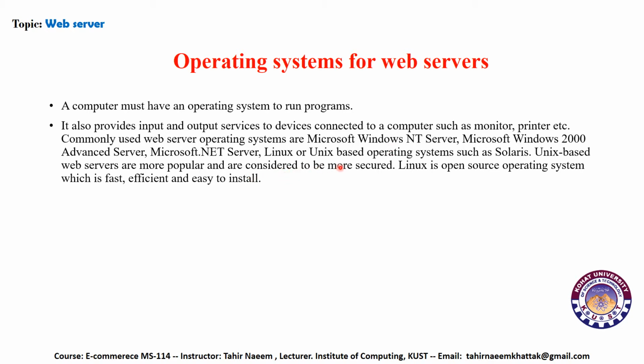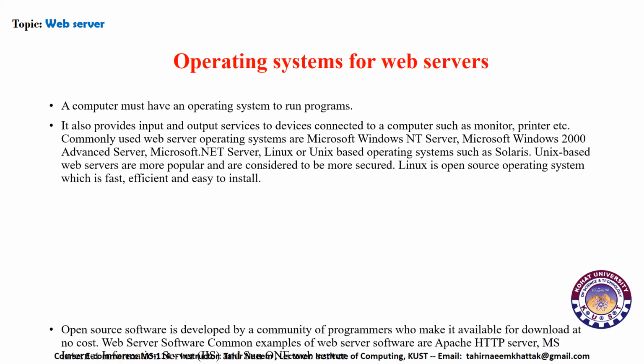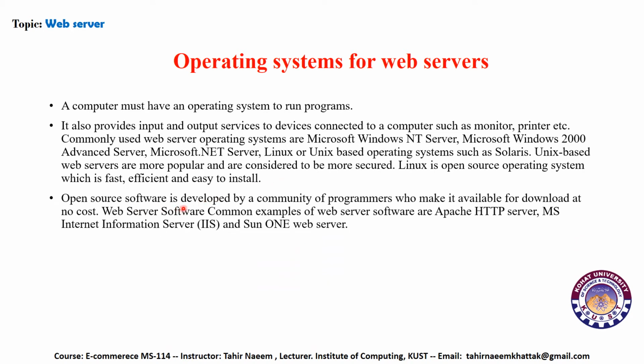So the Unix-based systems like Linux are more popular because they are efficient. Linux is the most widely used operating system for web servers because it is fast, responds quickly, processes programs efficiently, and is very easy to install and maintain. Open source software is developed by a community of programmers who make it available for download at no cost.